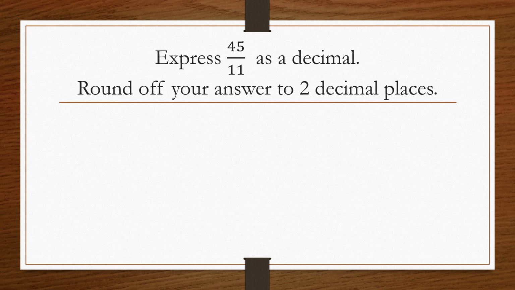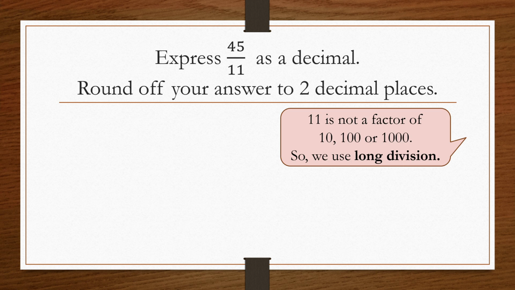Another example here where we have to use long division. Express 45 over 11 as a decimal and round off your answer to 2 decimal places. Again, 11 is not a factor of 10, 100 or 1,000. But in this case, because the numerator is greater than the denominator, you can still do the long division straight away, no problem with that, but I'm trying to show you a different method.